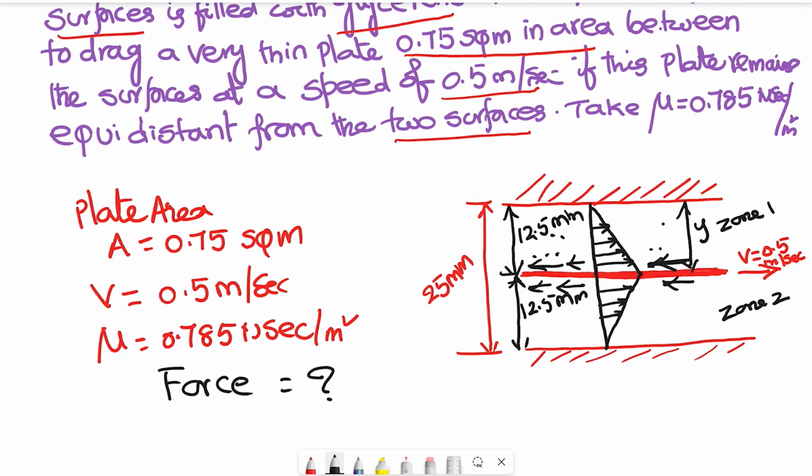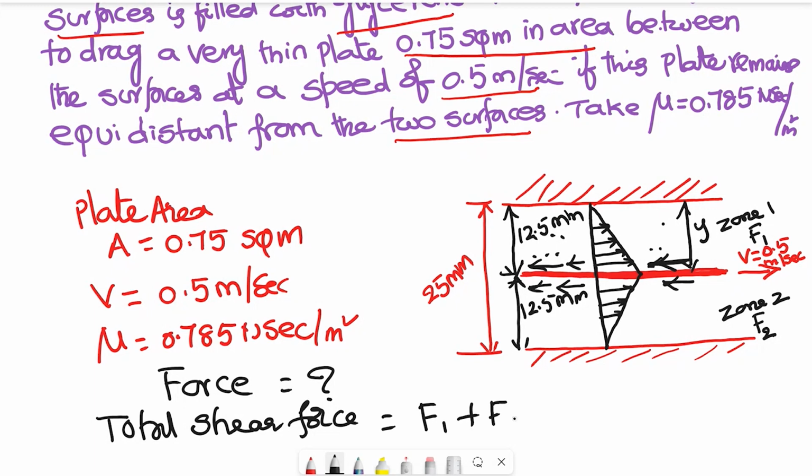Similarly the shear resistance will be there. So whatever force you are using should be equivalent to the shear force. If I calculate the shear force for zone 1, I will call it F1, and for zone 2, F2. What is the total shear force? Total shear force is equal to zone 1 F1 plus zone 2 F2, right?